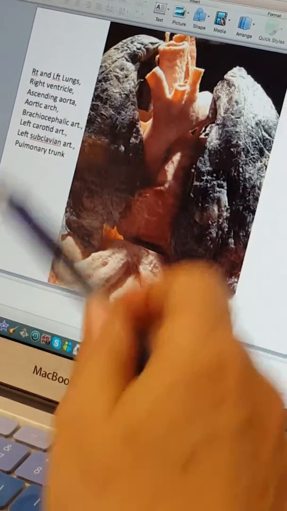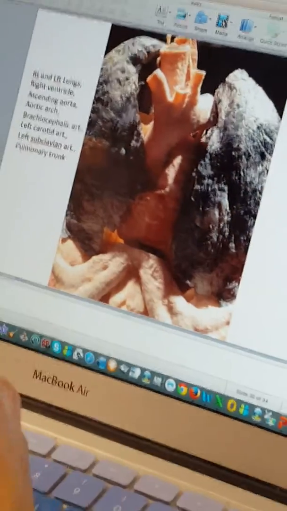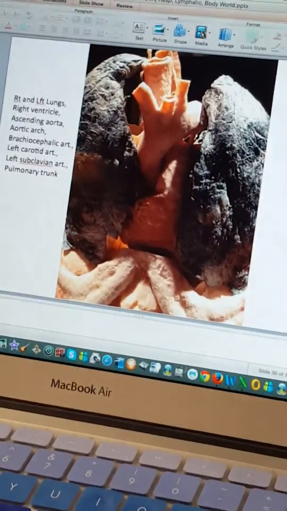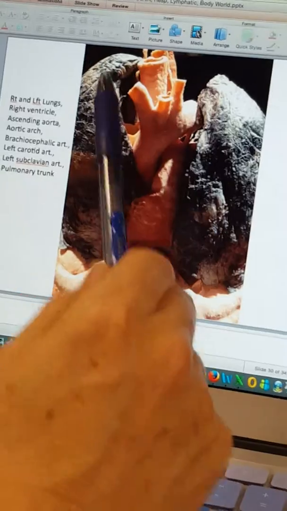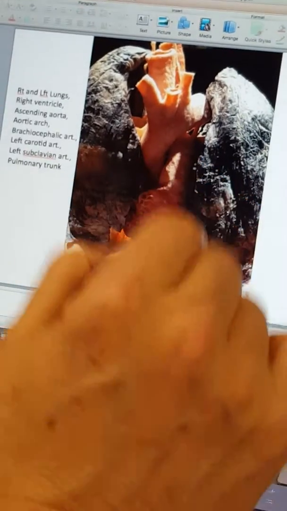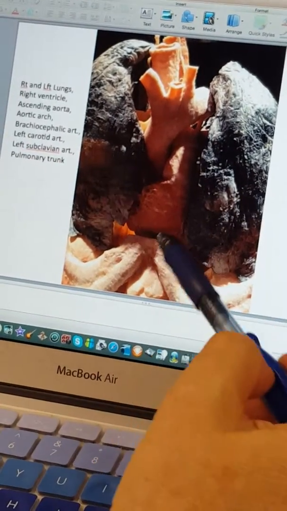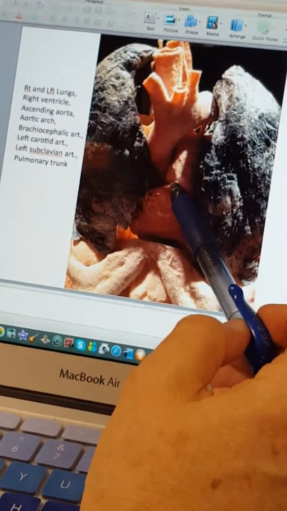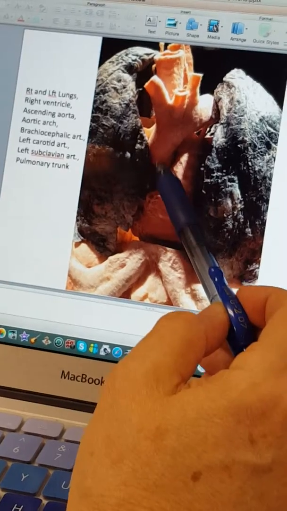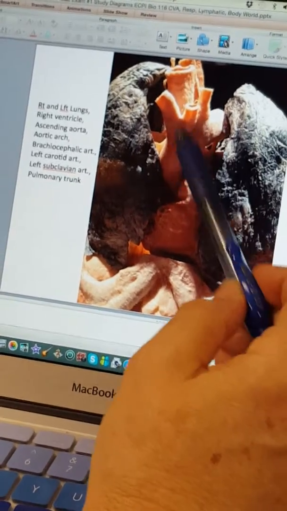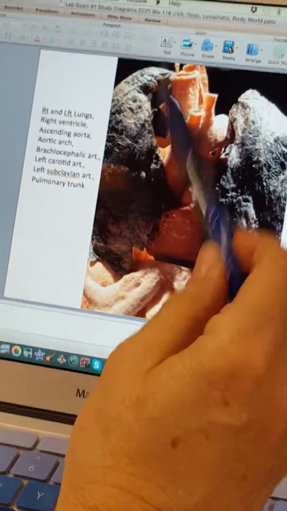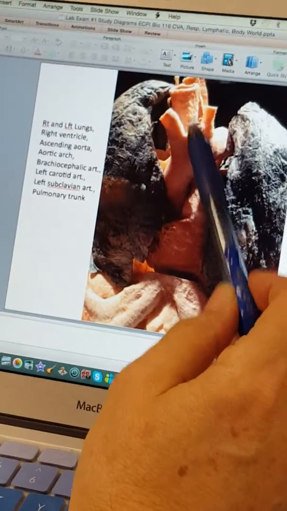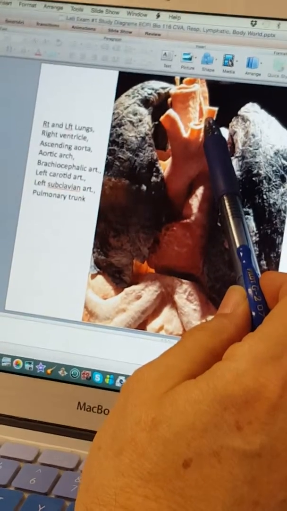All right, so what I did was here's pictures, some of them are from me, some from you, sent to me. This is from Discovery World, all right? So right and left lungs, this is an anterior view here. You can see the right ventricle right there. Coming up right there is the pulmonary trunk, all right? That's the ascending aorta right there. There's the aortic arch right there. Brachiocephalic artery, left common carotid artery, left subclavian, okay?